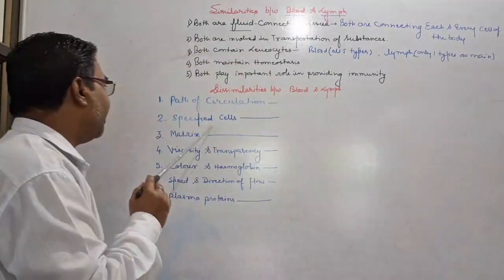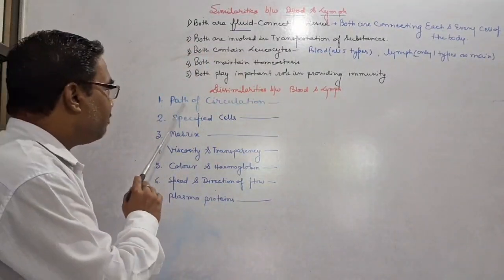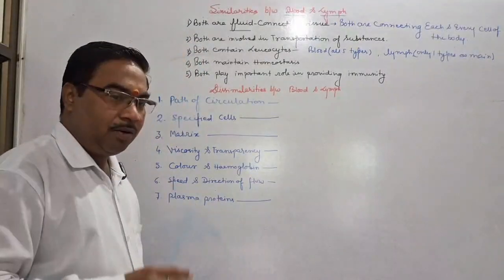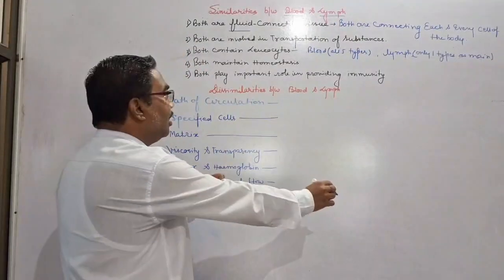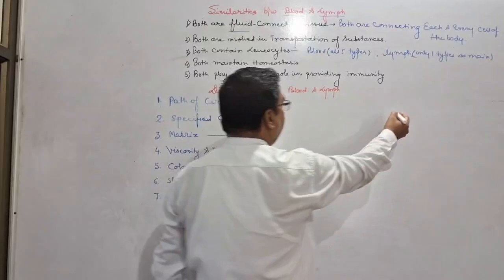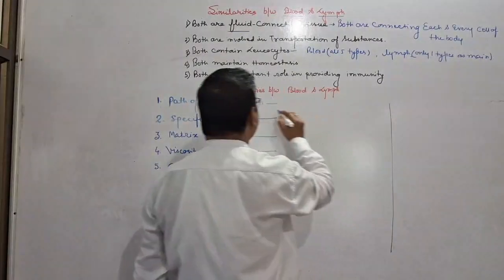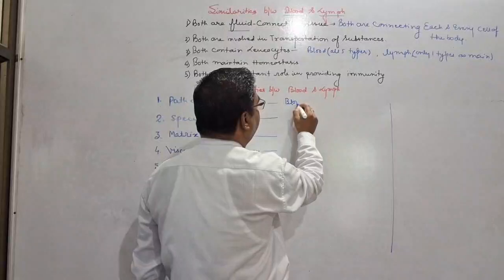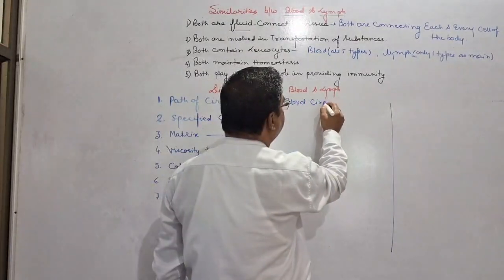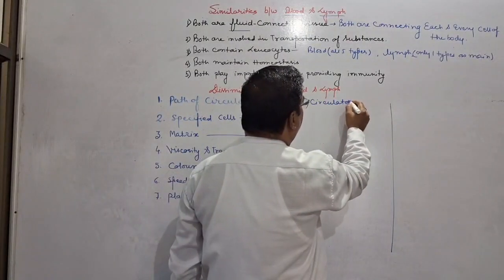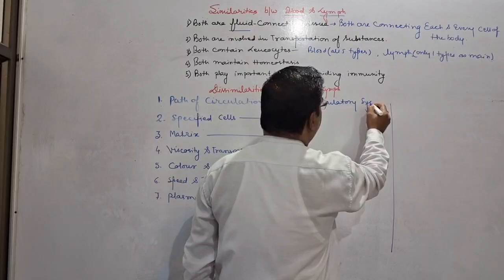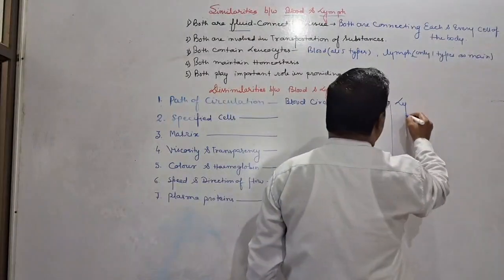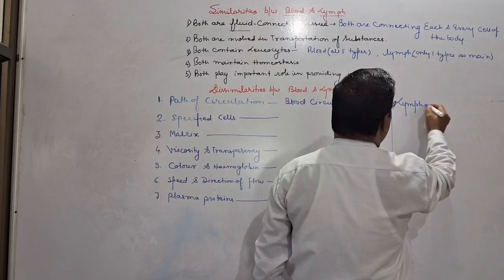What are the dissimilarities? First, the path of circulation. That means in our body, where blood is circulating and where lymph is circulating. The path of circulation of blood is the blood circulatory system, whereas the circulation of lymph is the lymph circulatory system.